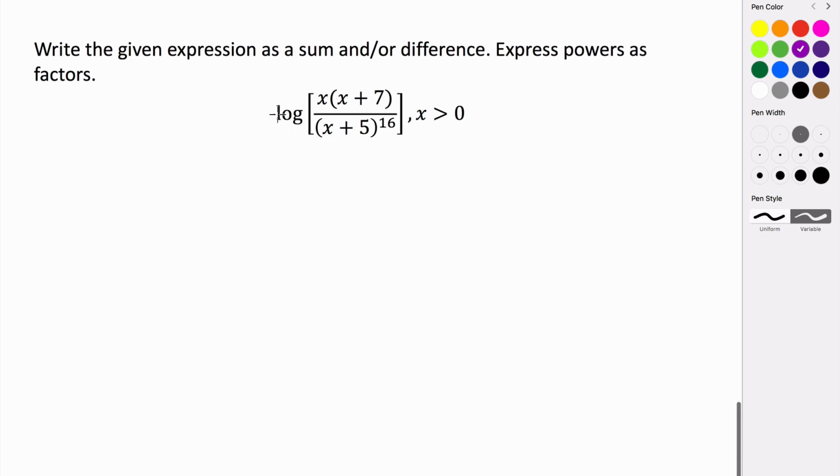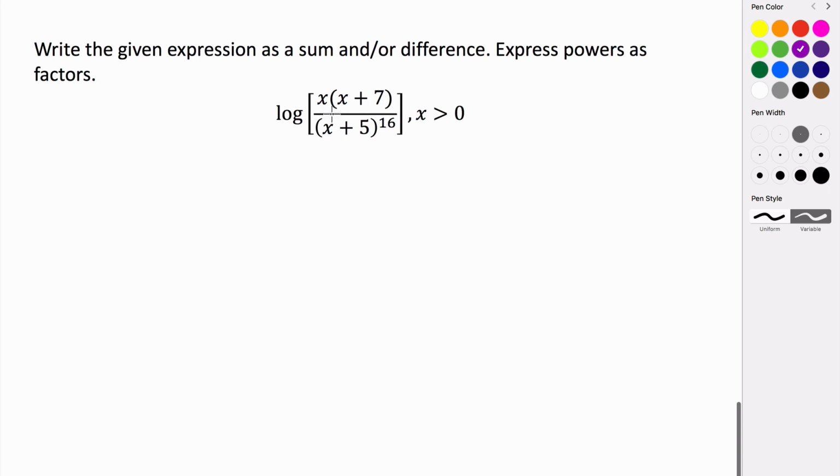In this example, we want to take this log and express it as a sum and or difference. Again, it's asking us to express powers as factors. The base of the log here is 10. It looks like there's a lot going on in here. We have a product in our numerator and we have a quotient. So that tells me we're probably going to have to use the difference property, the product property, and the power property is going to come into play as well.